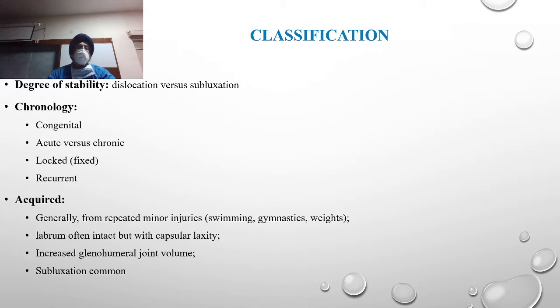Classification. It shows the degree of stability according to dislocation versus subluxation, that is, chronology: congenital, acute versus chronic, locked, fixed, and recurrent. Acquired generally from repeated minor injuries, swimming, gymnastics, weights; labrum often intact but with capsular laxity, increased glenohumeral joint volume, and subluxation common.